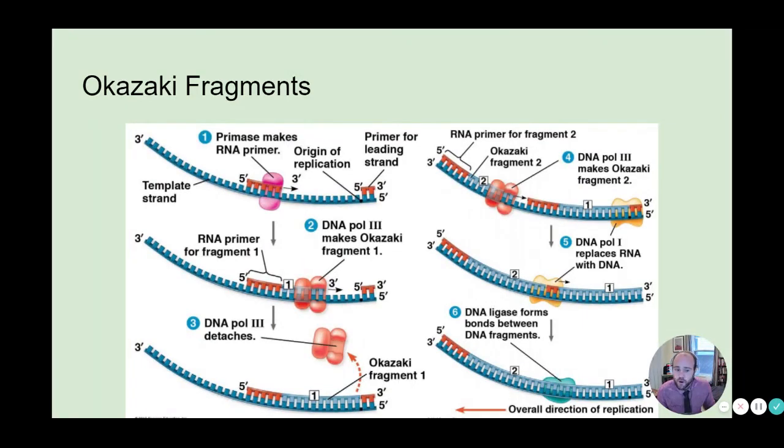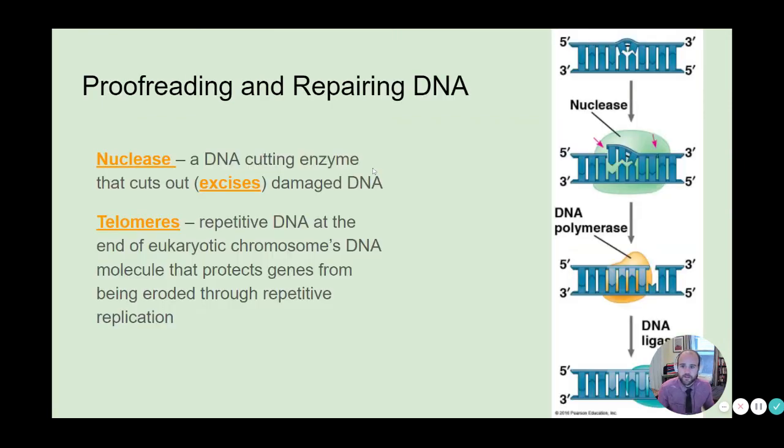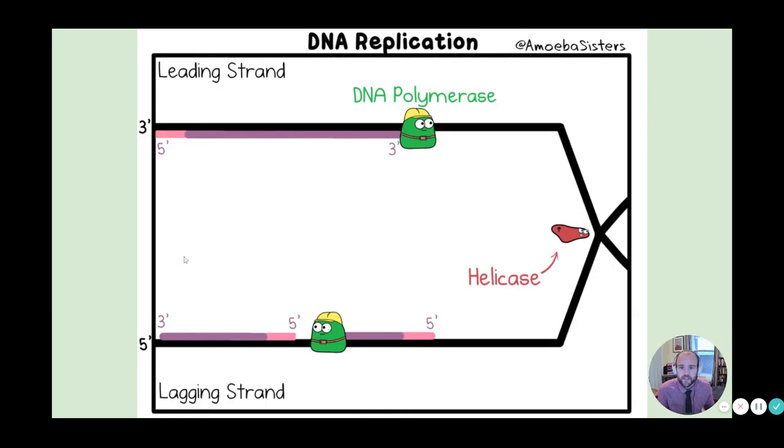Remember, those Okazaki fragments are only on the lagging strand, and that's because as more DNA gets open, we have to build and go backwards, build and go backwards. And then all those mistakes that happened, we have something called nuclease, which cuts out damaged DNA, and then DNA polymerase will come in and replace it. And we also have things called telomeres, which are repetitive DNA at the end of the chromosomes that protect, because we're probably going to lose a little bit each time we copy. And so these telomeres mean we don't lose anything important.